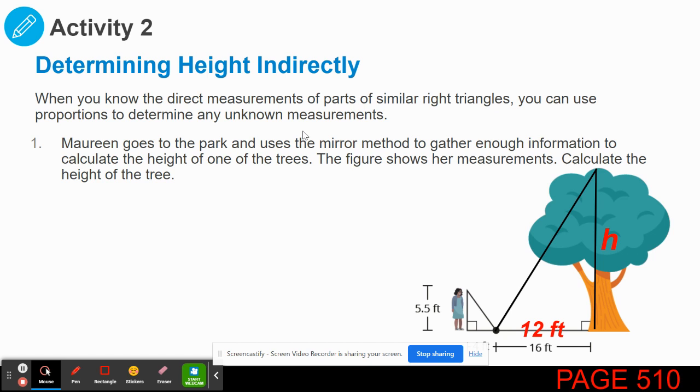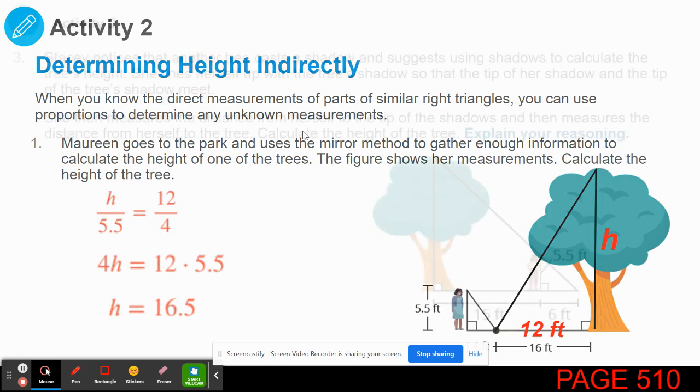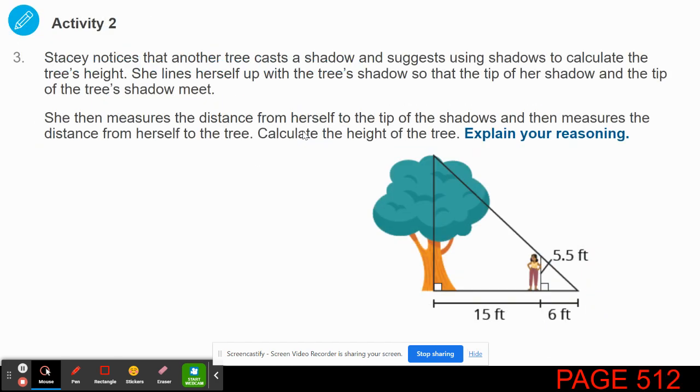Okay, note there on the bottom, the 16 feet is the distance from her to the base of the tree. So we had to subtract 4 from 16 to get the distance from the mirror to the tree there. So now we can set this one up. H over 5.5 equals 12 over 4. So that's using our similar triangles to set up a proportion there. Cross multiply again, and we get a height of 16.5 feet.